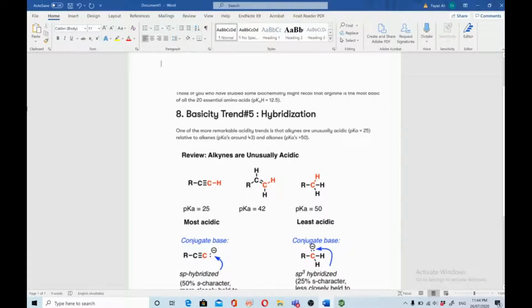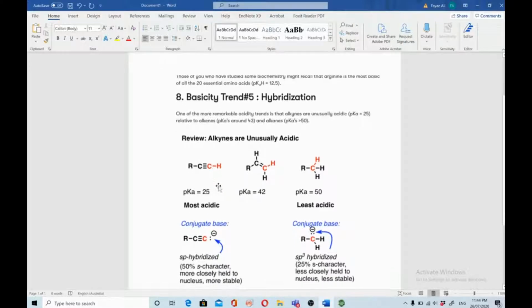So in this video I'll be talking about how we can use the hybridization concept in order to predict the basicity of organic compounds. Let's consider three examples: alkyne, alkene, and alkane. Alkanes are sp3 hybridized, alkenes are sp2 hybridized, and alkynes are sp-hybridized. If you look at the pKa values, alkyne is 25, alkene is 42, and alkane is 50.